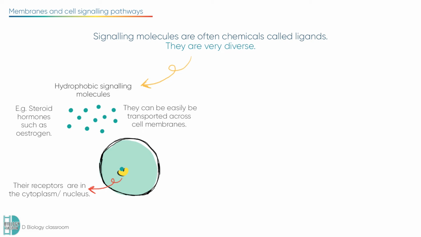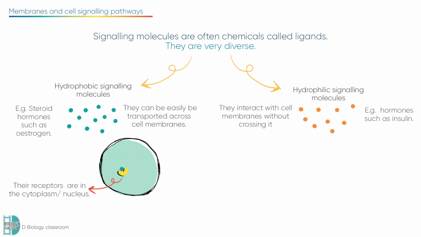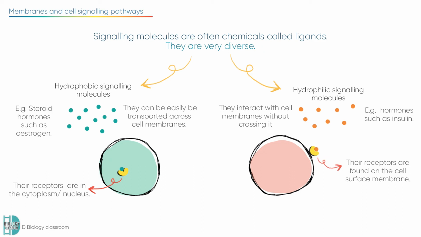There are also some signaling molecules which are hydrophilic or water-soluble. They interact with the cell surface membrane without crossing it, as they cannot pass through the hydrophobic region of the phospholipid bilayer. They can bind to protein receptors in a cell surface membrane and cause changes inside the cell.